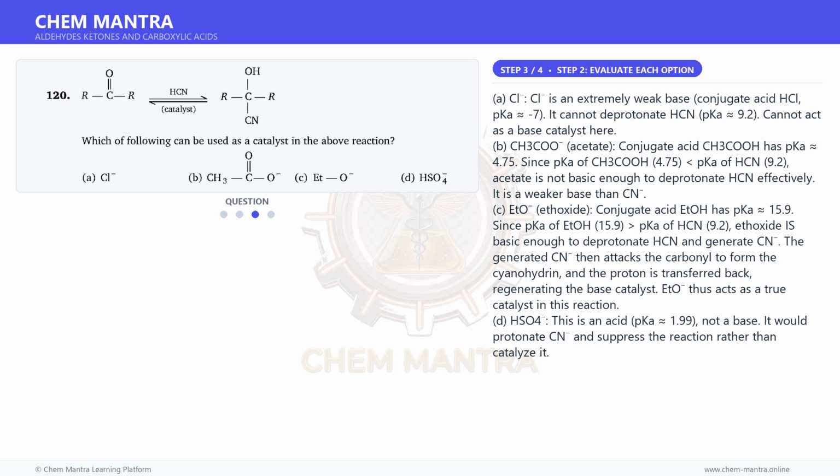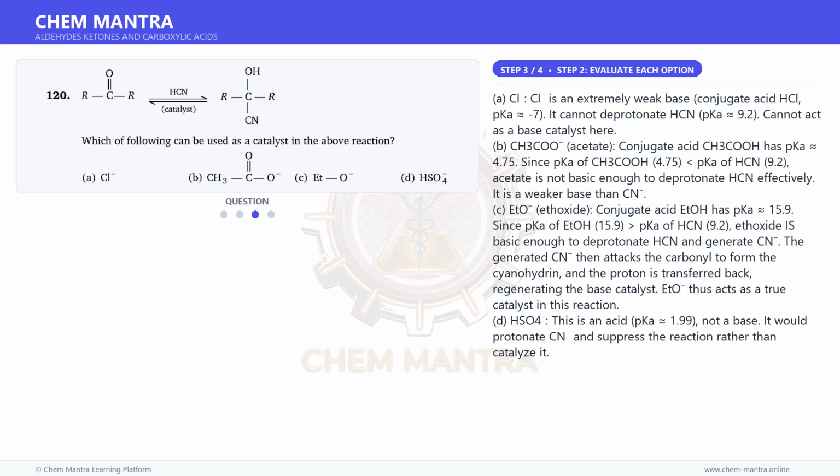CH3COO⁻, acetate, conjugate acid CH3COOH has pKa 4.75. Since the pKa of CH3COOH is 4.75 and the pKa of HCN is 9.2, acetate is not basic enough to deprotonate HCN effectively. It is a weaker base than CN⁻.